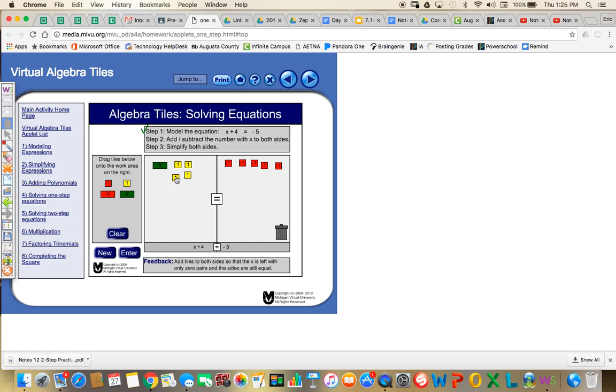So now I have 4 positives. So how do I cancel out 4 positives? If you said 4 negatives, you are correct. So put 4 negatives on both sides. What I do to one side, I must do to the other.